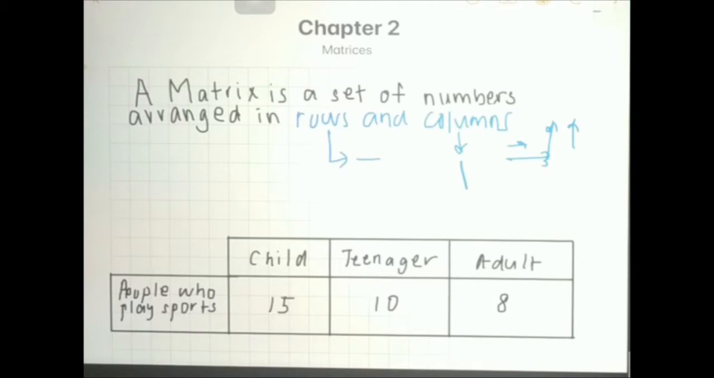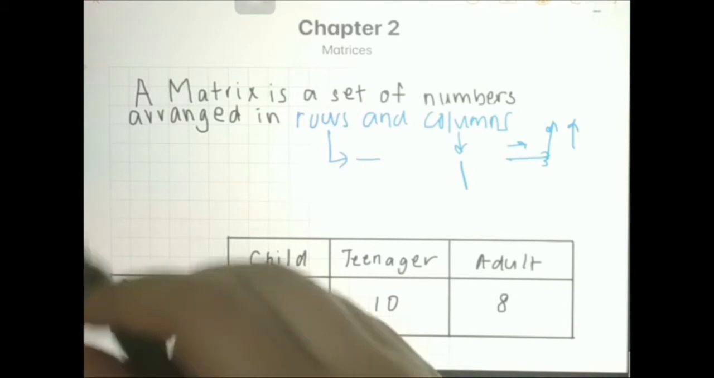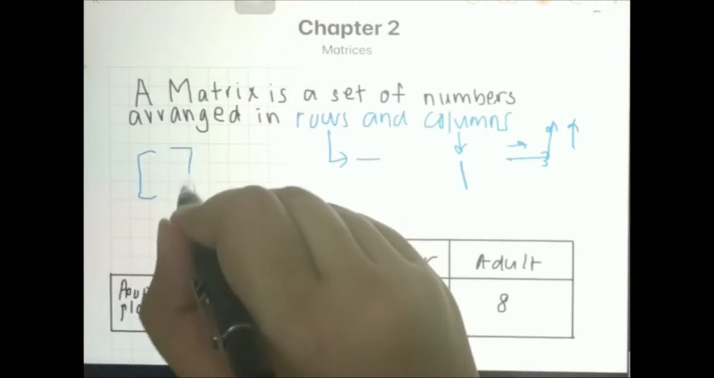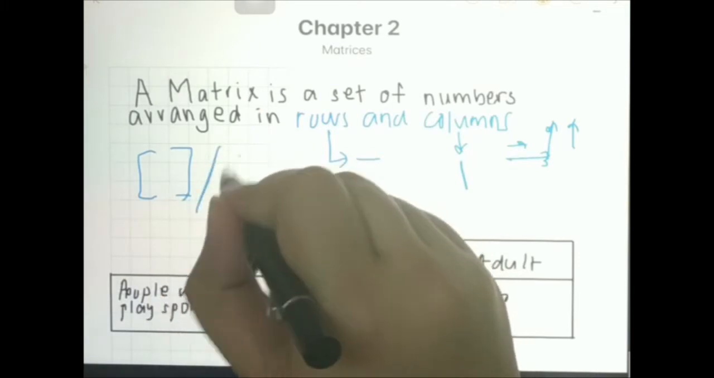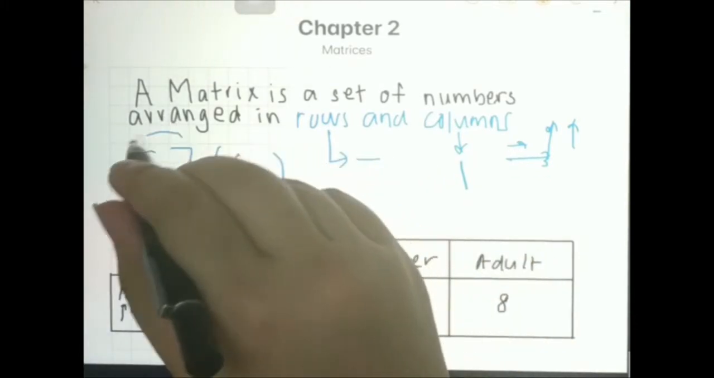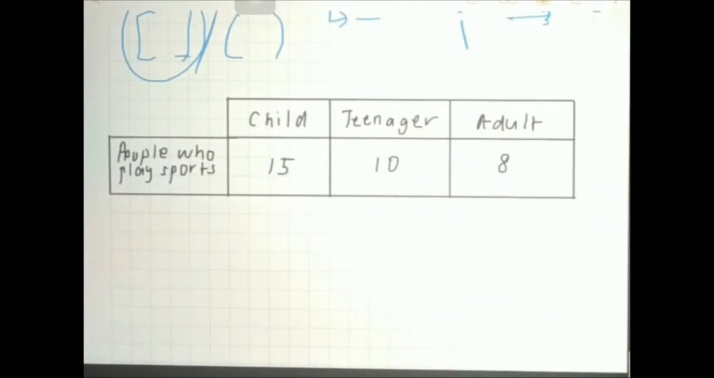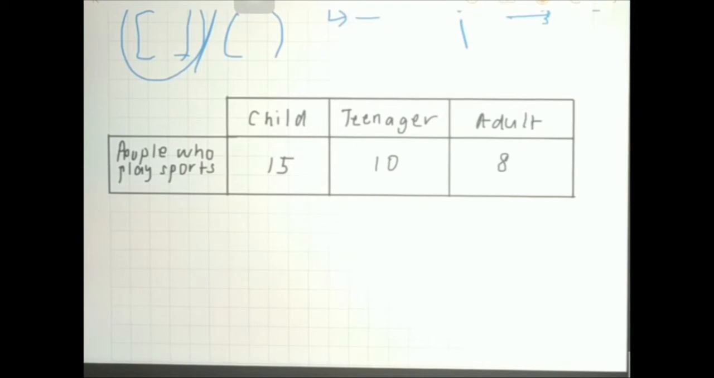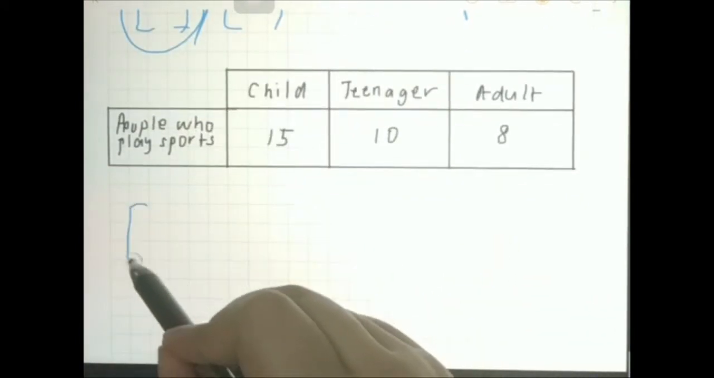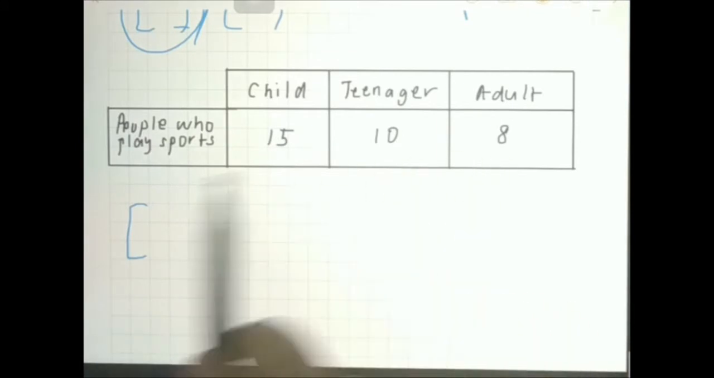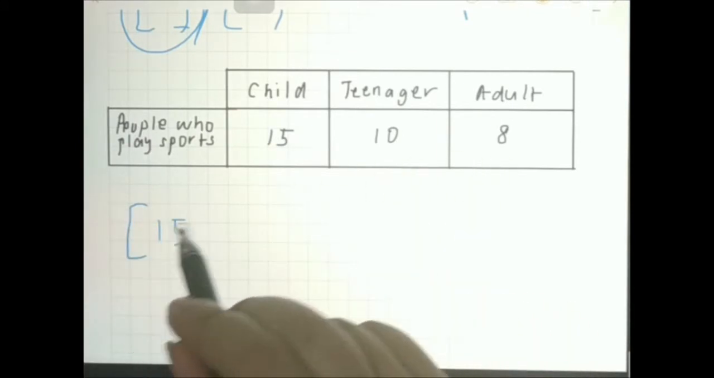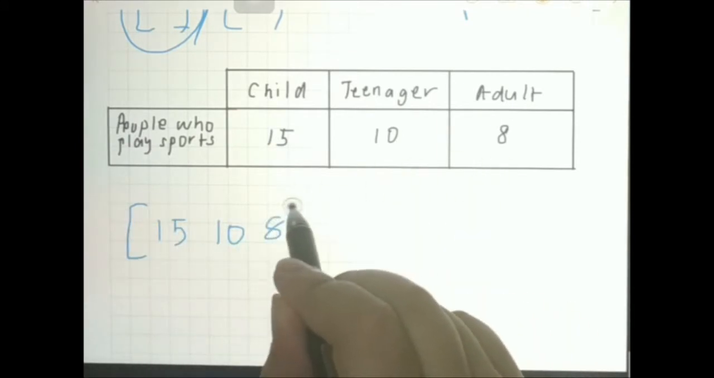A matrix is usually represented with a capital letter and written in brackets like this, or like this, but it's usually written in this bracket. If you are given data like this, then the way to write a matrix from this data is you just copy paste what you see. So I just go like this: 15, 10, and 8.